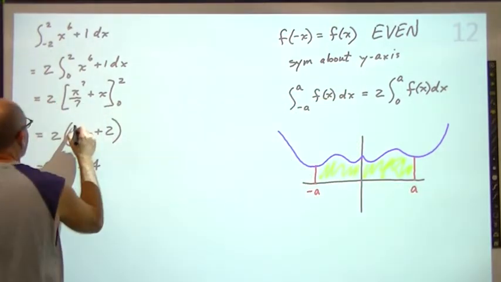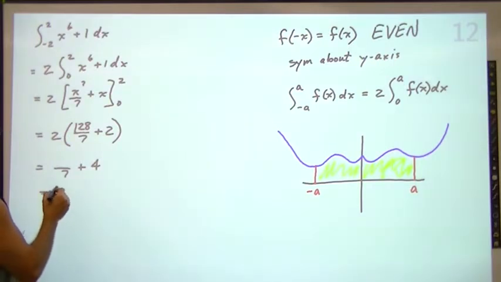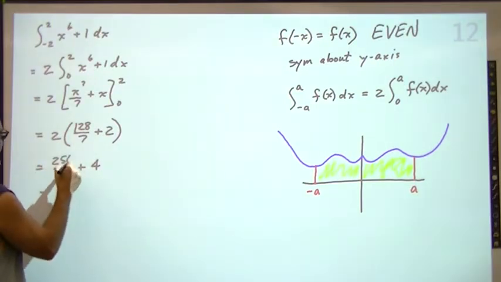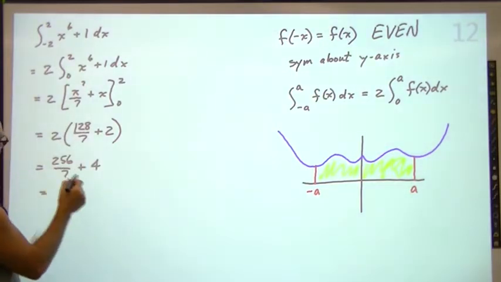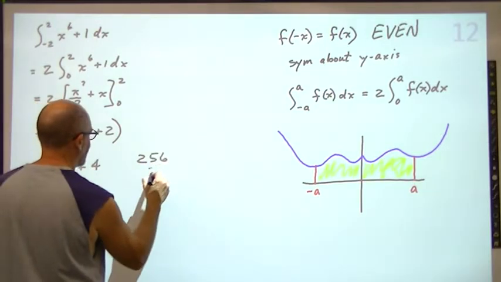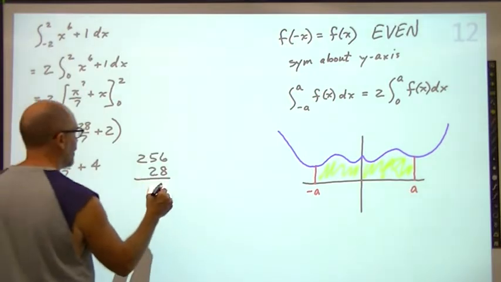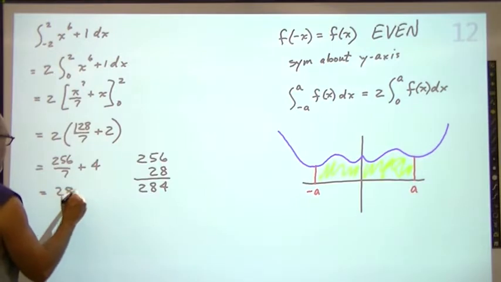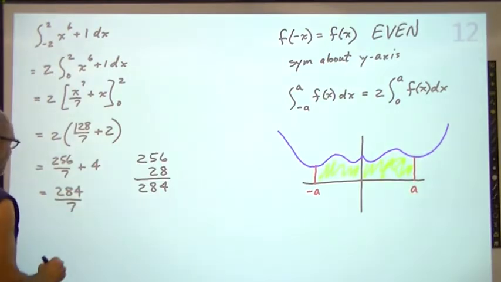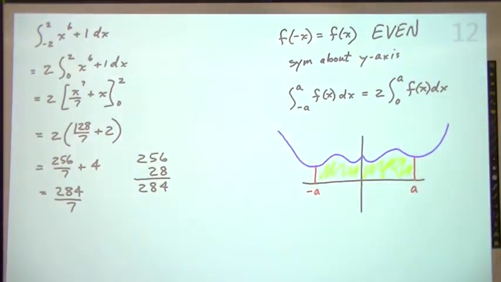Okay, so 128 over 7, and so we've got 256 over 7 plus 28. So 256, don't want to screw up again, plus 28, because 4 is 28 sevenths, remember. Okay, so we got 14, that's an 8, that's 284. So we have 284 over 7. Yeah, that's it. And that does not reduce, so that's a game over.